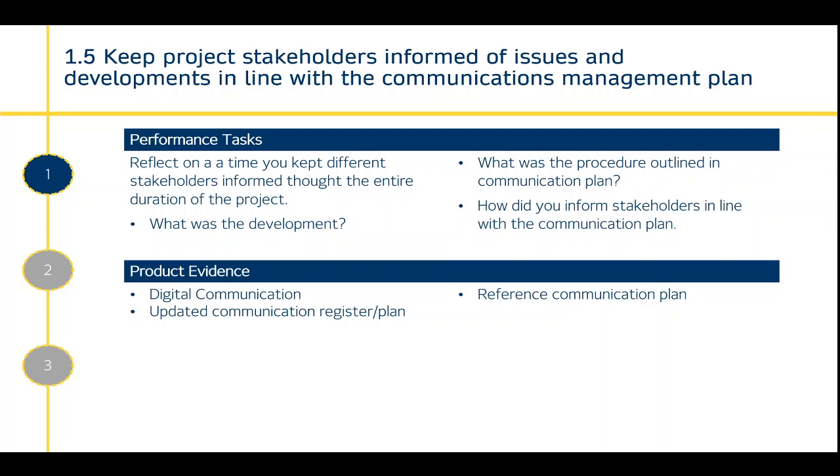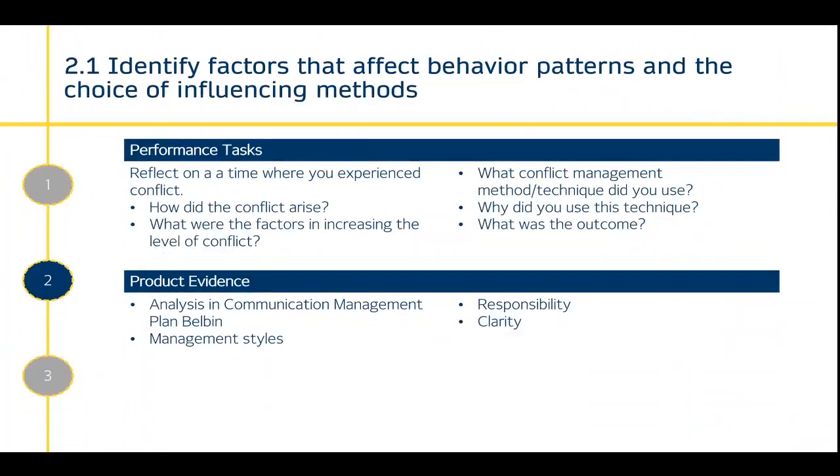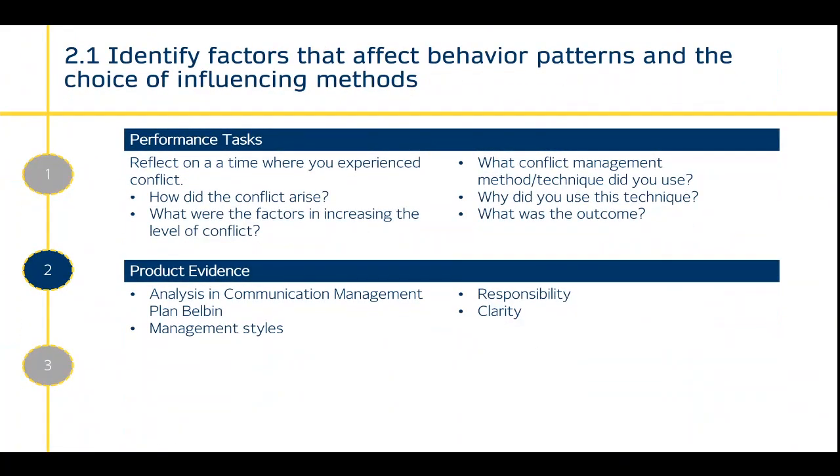So reflect on the time you've kept different stakeholders informed throughout the entire duration of your project. What was the development? What was the procedure outlined in the communications plan, and how did you inform stakeholders in line with the communications plan? Product evidence for this could include some form of digital communication where you're actively keeping them up to date, an updated communications register or plan, or it could be a reference to the communications plan which you've put together and which you're following.